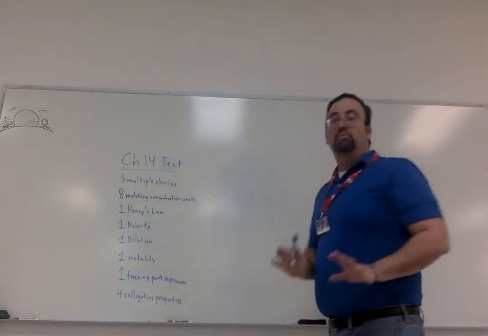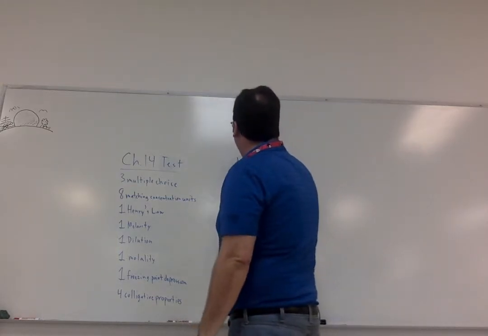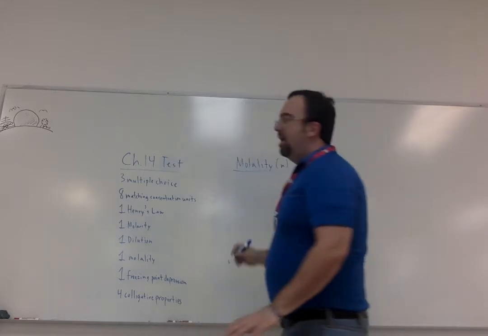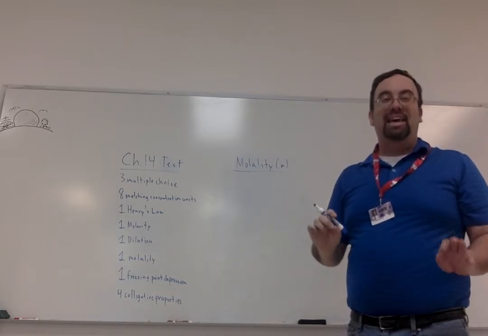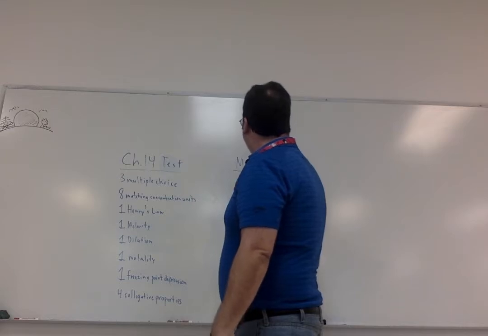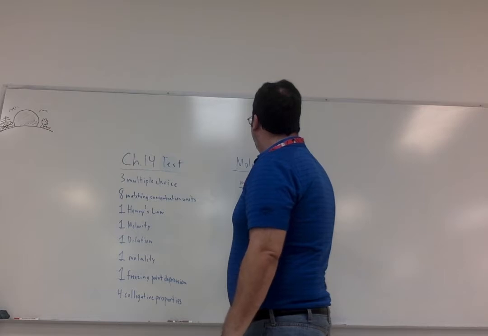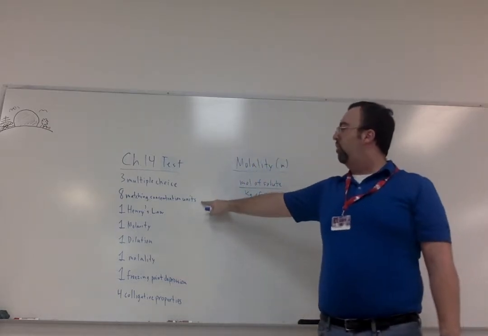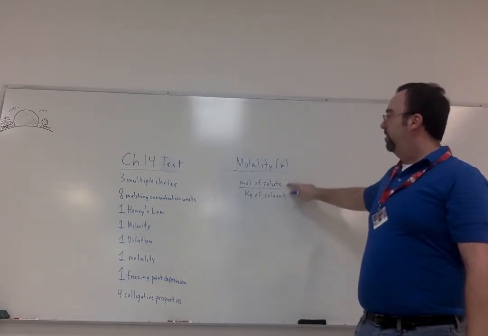All right. So molality, we're going to use a lowercase m for its unit. Molality is the moles of solute divided by the kilograms of solvent. Mole of solute divided by kilogram of solvent. All right, and so on this part of the test again, I would say molality, and then you'd have to match it up with this definition.